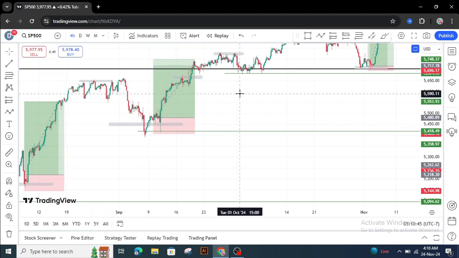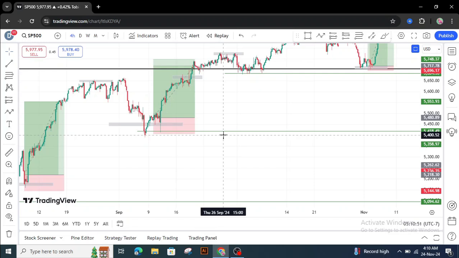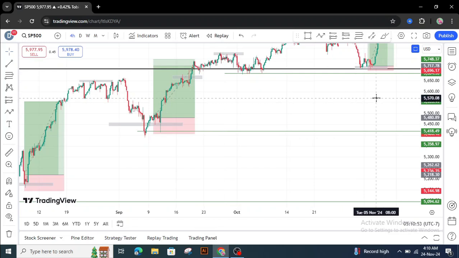So you want to buy after you see a retracement, a dip. That is when you want to buy, because it's a bullish market. This principle is applied to every other asset. So that's my number one rule. So let's move to the second rule.